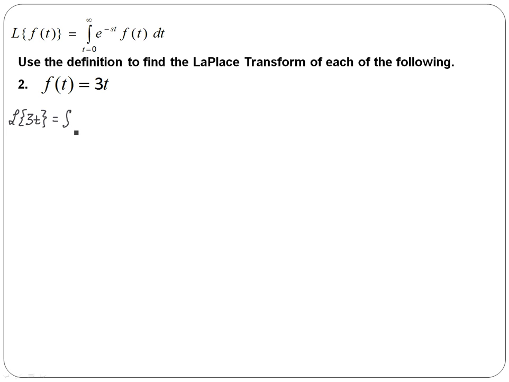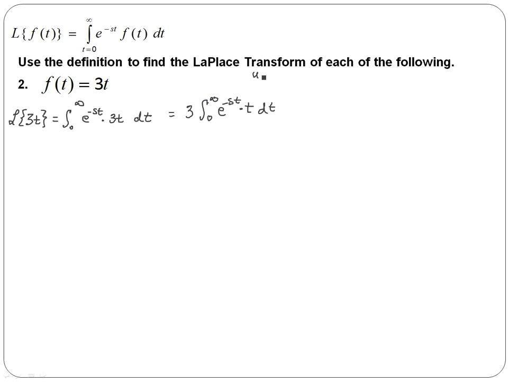is, again, the integral as t goes from 0 to infinity of e to the negative st times our function, 3t. You can bring the 3 out in front. The 3 is just a constant. And here, to do this integration, we'll have to integrate by parts.